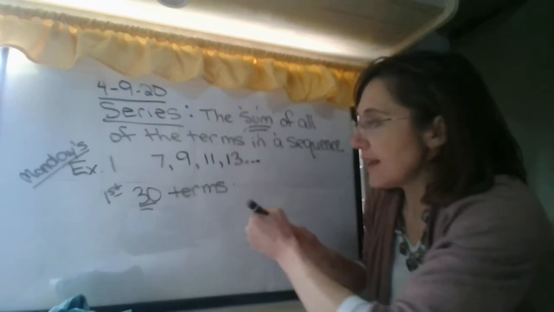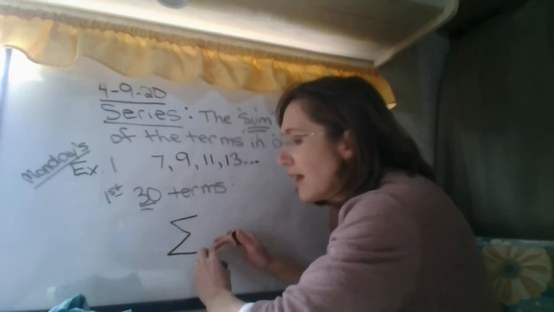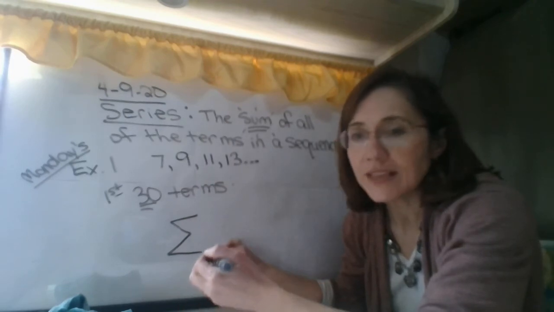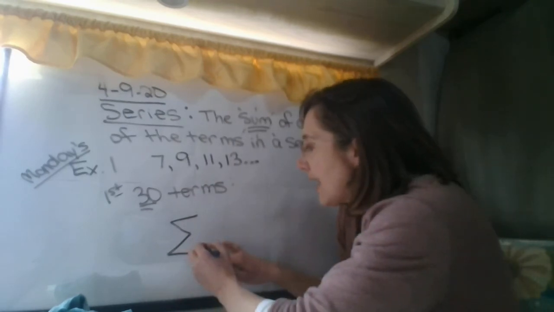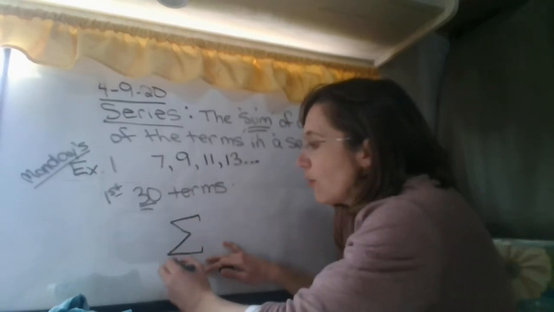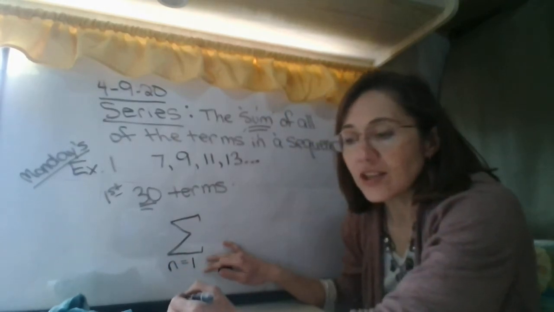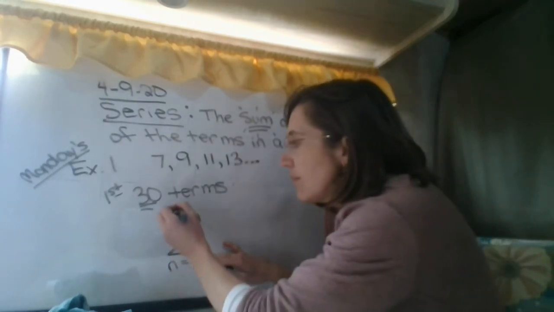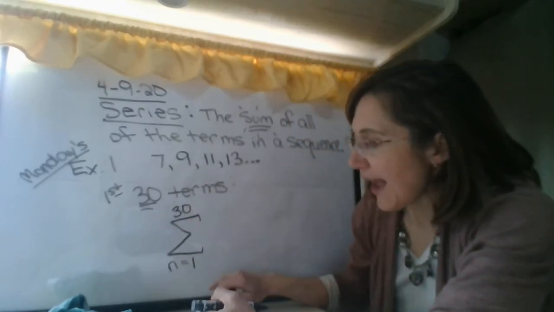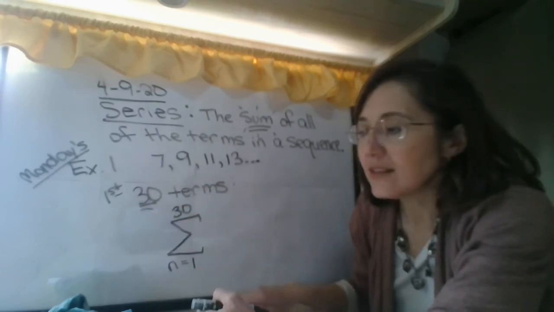The symbol is a Greek symbol. It's called sigma. So this can be called summation notation or sigma notation. You'll see it both ways. And this symbol means add them up. And with the symbol, we're going to tell the value we're going to start with at the bottom and what we're going to end with at the top. So we're going to add up from 1 to 30. That'll be the first 30 terms of this sequence.